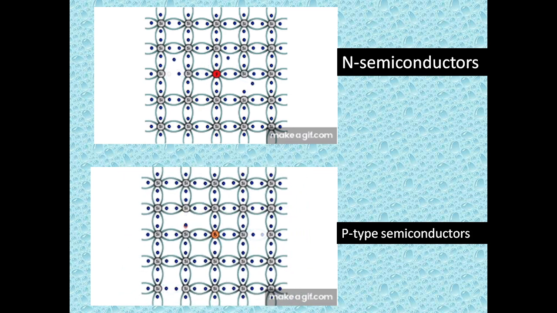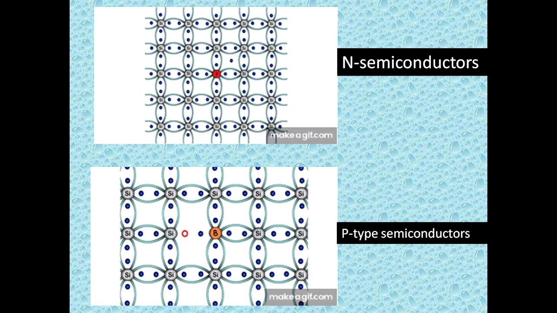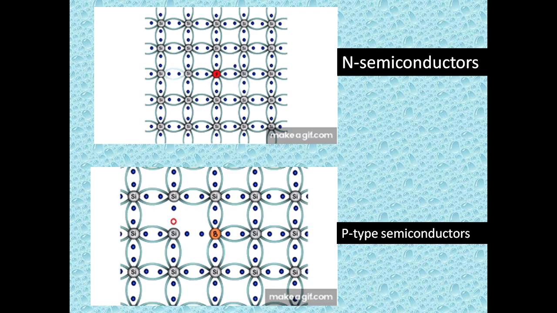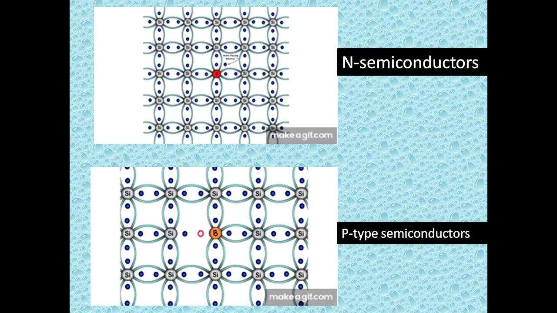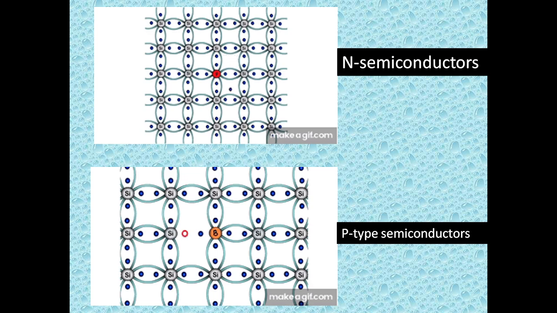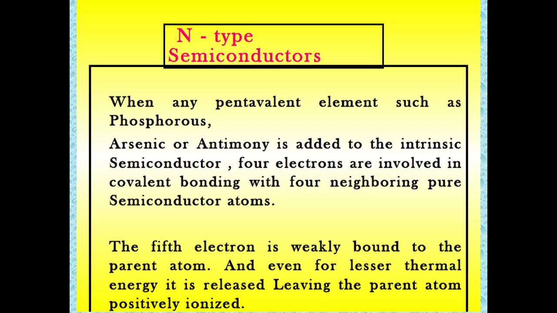In n-type semiconductor, there will be creation of more number of free electrons. In n-type, silicon is used. In p-type, boron is used. Therefore, here there will be accepting of electrons. There is no creation of the covalent bond. One electron is needed for making the covalent bond. Now we have to see about the n-type semiconductors.